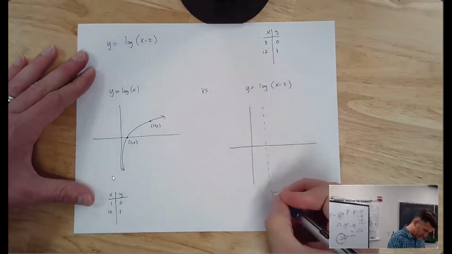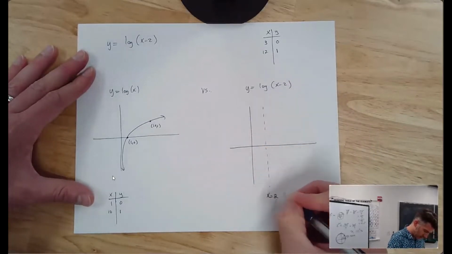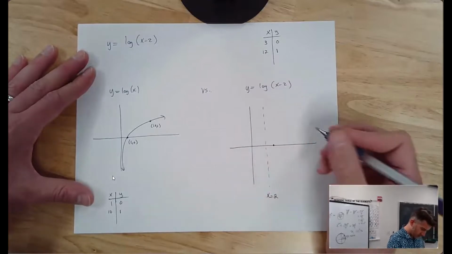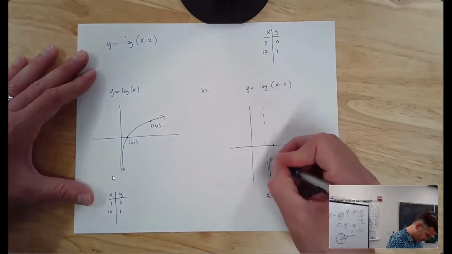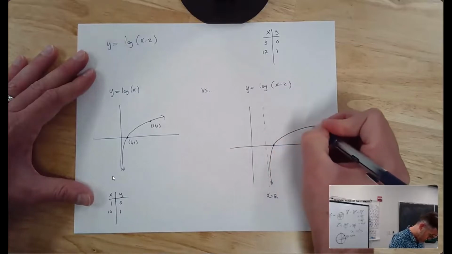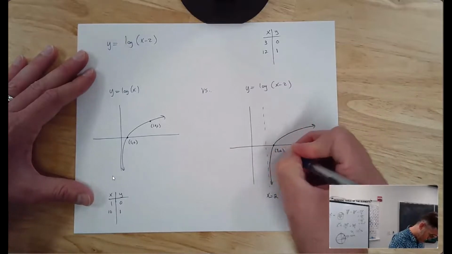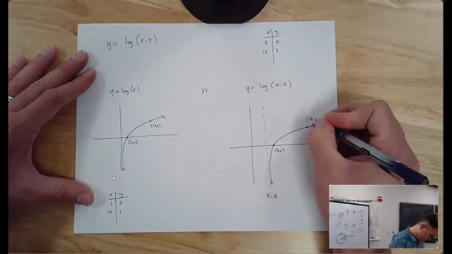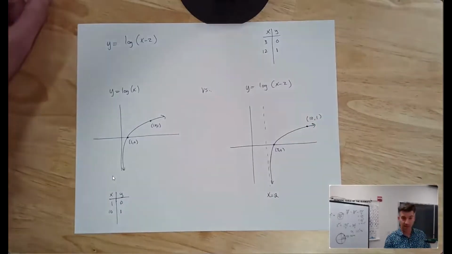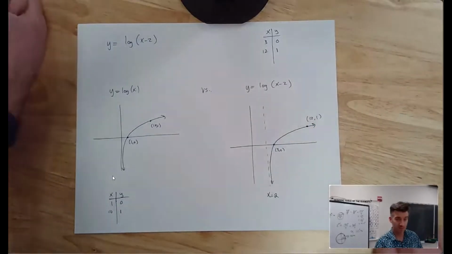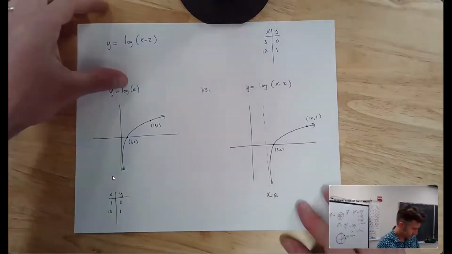So here's my asymptote that's also shifted 2 to the right. Here's my intercept that is (3, 0). And here's my graph. And again, I know my graph is not very nicely to scale. My graphs are usually not very nicely to scale. So shifting to the right isn't too terrible.